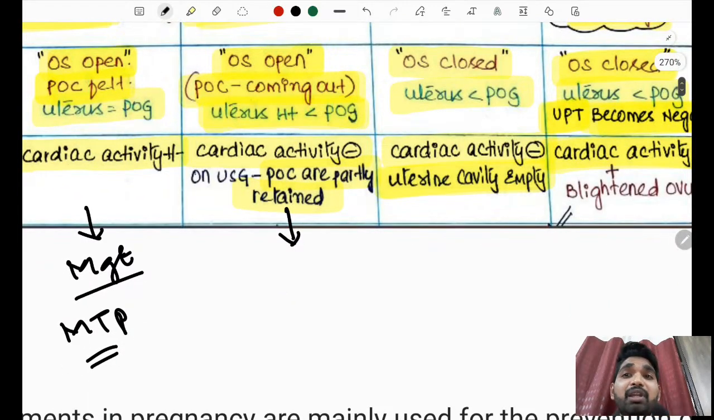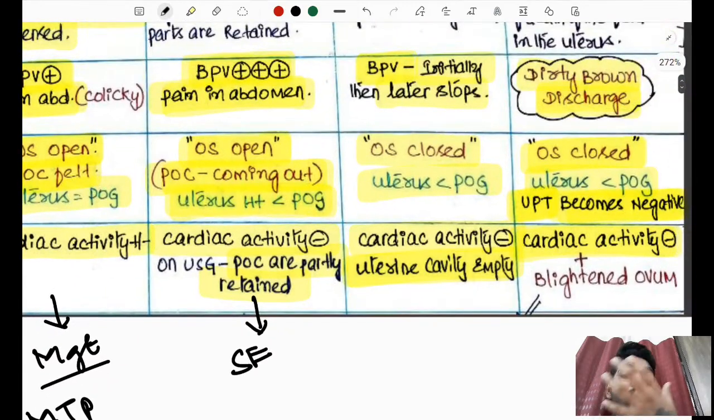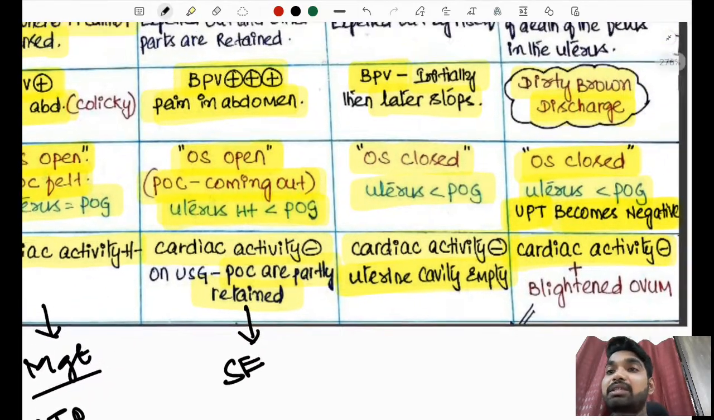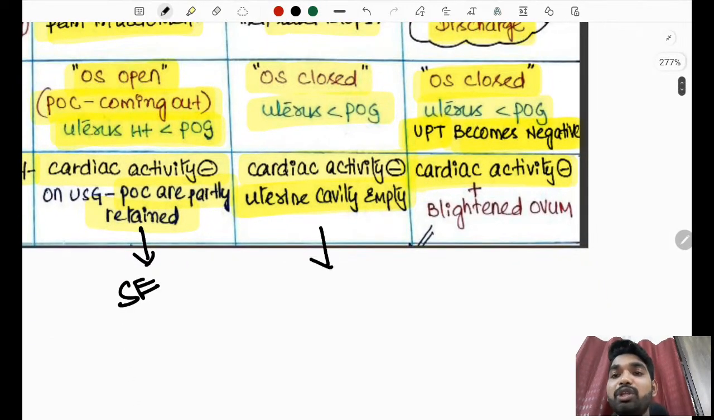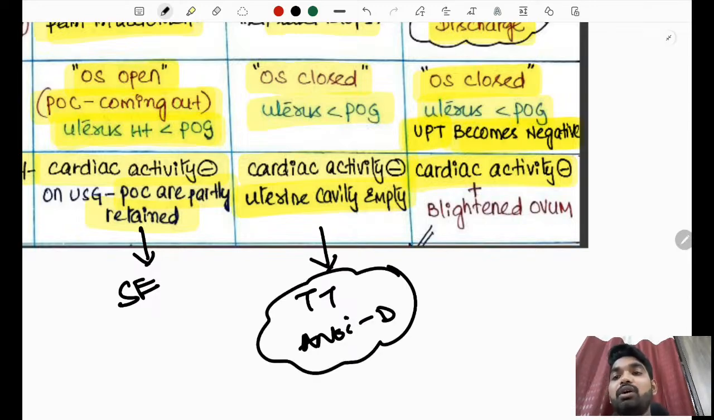Next, what about incomplete abortion? See, in incomplete abortion, a few fetal parts are retained inside the uterus, okay. Here you will just do suction evacuation and clear the uterus, clean the uterus, remove all the fetal products. Next, complete abortion. If it is a complete abortion, nothing is there, the uterus is empty. Here, what you are going to do is just give a TT injection, and if the mother is Rh negative, you are going to give anti-D, and you will send her home.